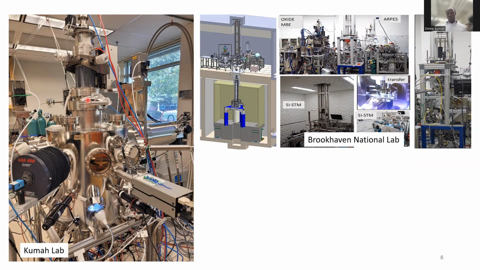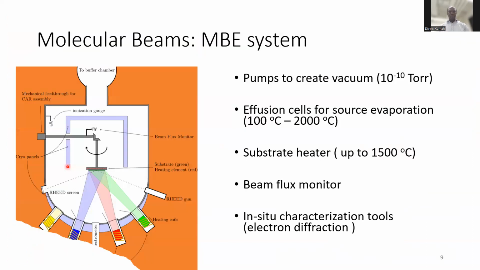Whenever we open a system, we have to bake the system. Baking a system means we pass current through these resistive tapes, which causes the walls of the system to heat up to about 100 centigrade. We cover all of that with aluminum foil. As we heat up the outer surface of this MBE system, the water which sticks to the inner walls comes off, forms a vapor, and gets sucked out into the cryo pumps, allowing us to get down to the really low pressures which are needed for growth.